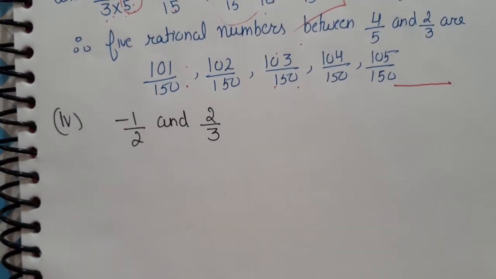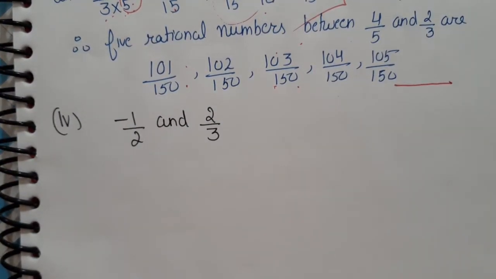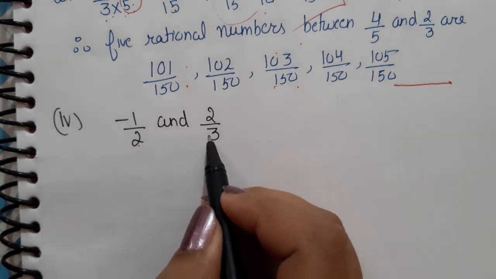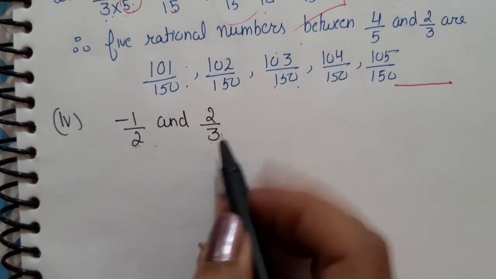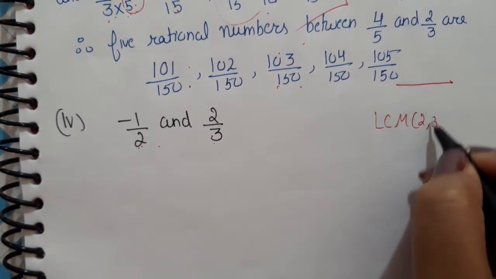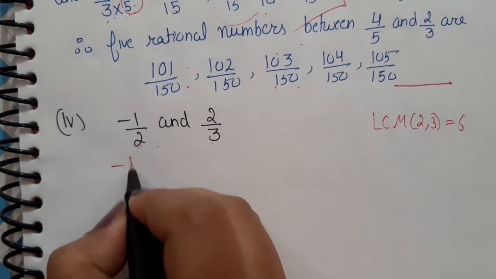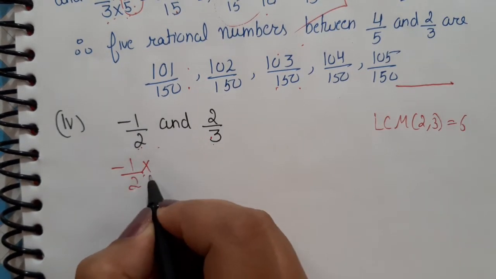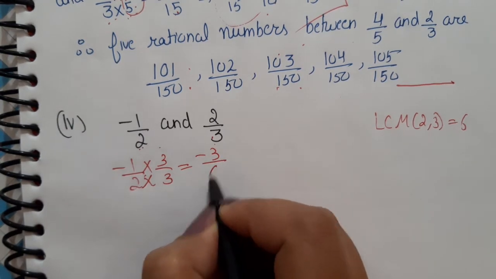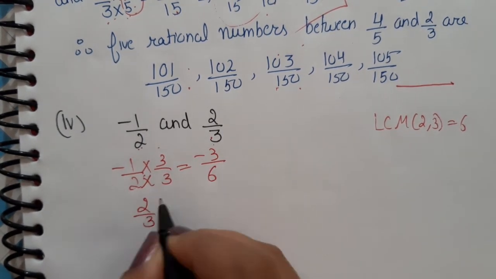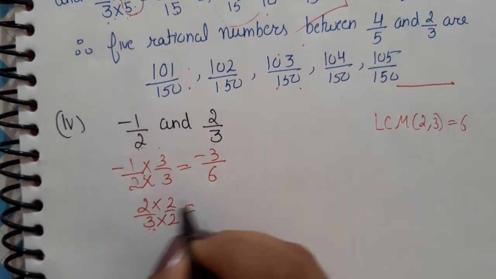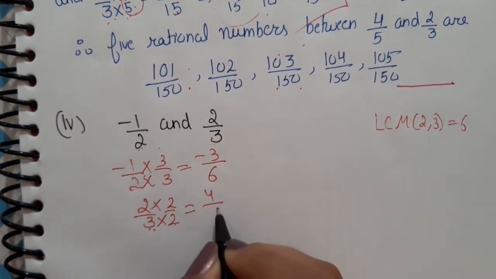Now the fourth part is same. Try yourself. First of all, you have to make the denominator same. 2 and 3. LCM of 2 and 3 is 6. So make this denominator 6 by multiplying with 3. So it is minus 3 upon 6 and 2 upon 3. You have to multiply 3 with 2 to make it 6. 2 2s are 4 and 3 2s are 6.